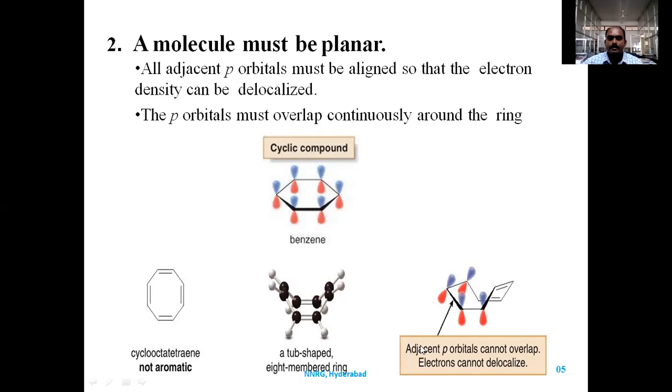So this cyclooctatetraene is not aromatic. Why? Because the p orbitals are not aligned. When they are not aligned, they are not planar. So cyclooctatetraene is not planar. That is the reason it is not aromatic. Whereas in benzene, all the p orbitals are in the plane. When they are in the plane, they can overlap each other effectively and continuously, and form the ring. So benzene is aromatic in nature, but cyclooctatetraene, because it is a tub-shaped molecule, is not planar and is not aromatic.